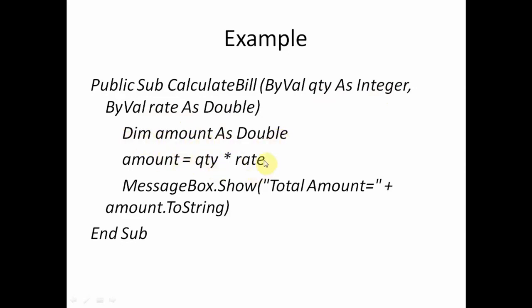After that, one variable is declared within the subroutine, that is Dim amount As Double. Then the calculation is done, that is quantity multiplied by rate, and the result is assigned to the amount variable. That result is displayed in the message box, that is MessageBox.Show, within parentheses and double quotation marks "Total amount is equal to", plus the concatenation operator, and amount.ToString. So the calculated amount is displayed within the message box, and by the end it is End Sub, which is the end of the subroutine.